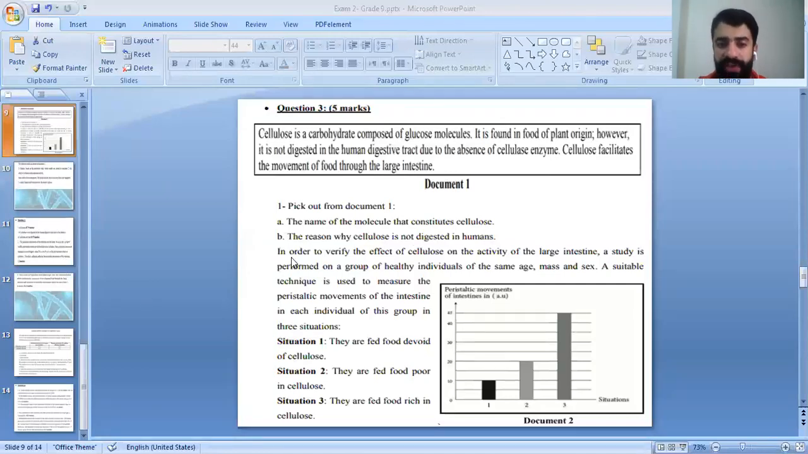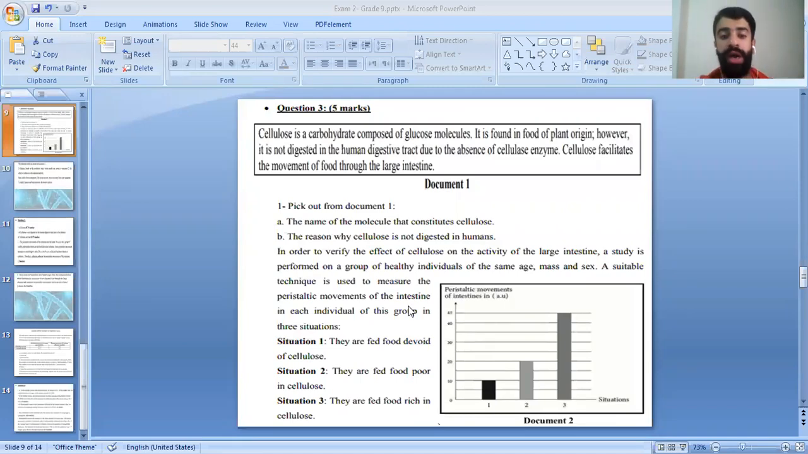In order to verify the effect of cellulose on the activity of the large intestine, a study is performed on a group of healthy individuals of the same age, mass, and sex. A suitable technique is used to measure the peristaltic movement of the intestine in each individual of this group in 3 situations.